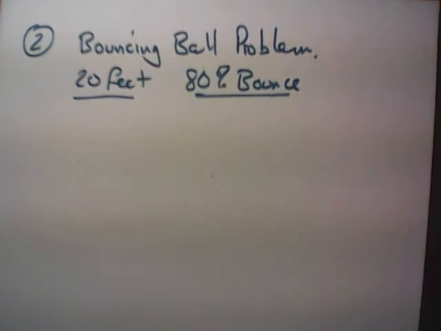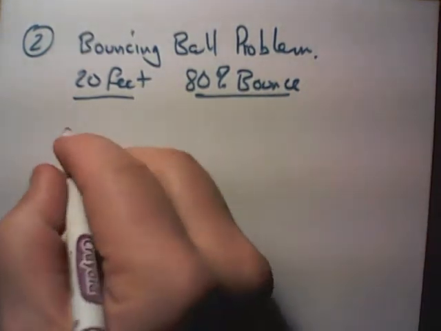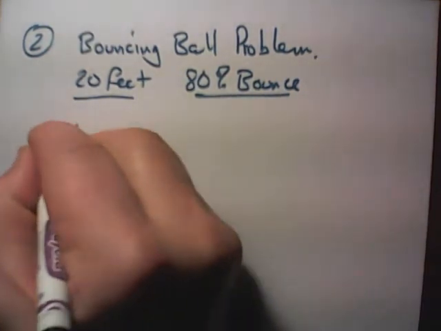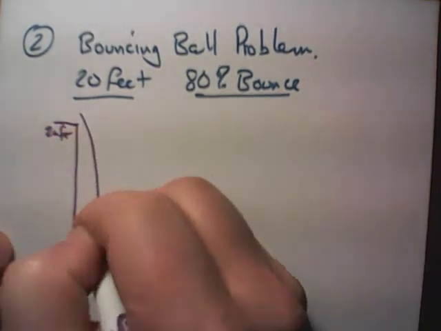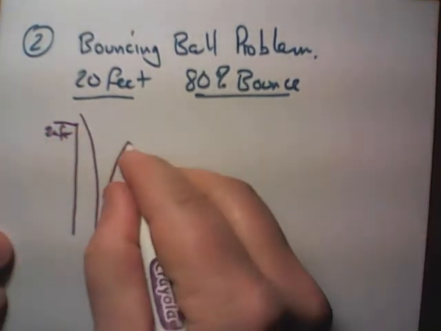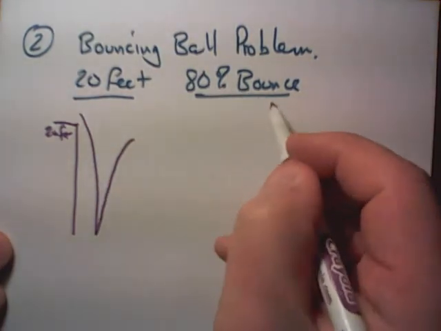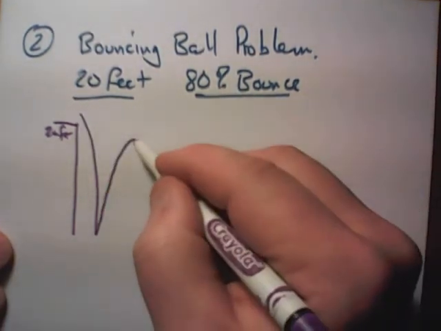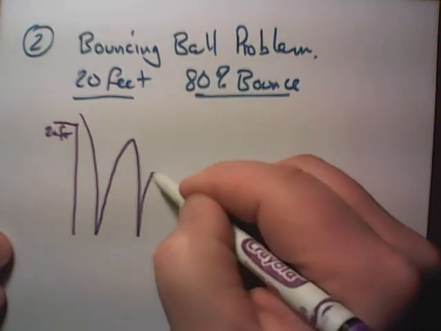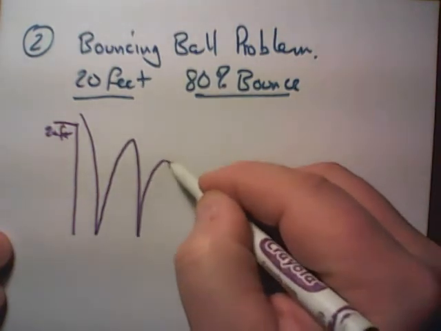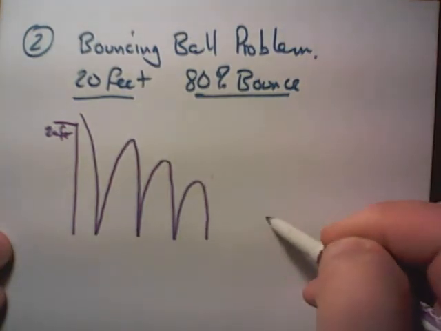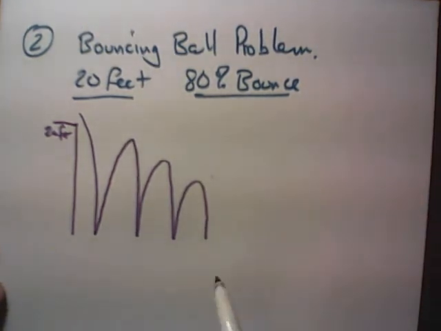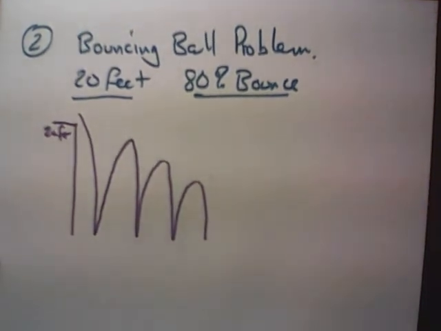Let's say we have a bouncing ball, and let's say that we drop the ball from a height of 20 feet. Okay? And so it drops down 20 feet and it bounces, but when it bounces, it goes up 80% of its previous height. So it comes down, it bounces again, and it goes up 80% of its previous height. And it continues to do that until eventually it goes so fast it's almost like it's touching the ground. But let's just say it goes on forever.